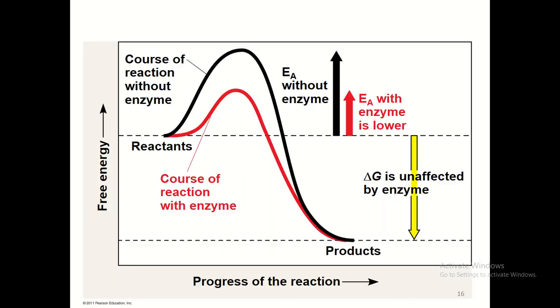Here is a clearer picture of how the chemical reaction looks. Here is the substrate. The red graph shows the course of reaction with enzyme, in which we only need a very low activation energy to start the chemical reaction. Meanwhile, the black curve here shows the course of reaction without an enzyme, in which a lot of activation energy is needed to start the chemical reaction.